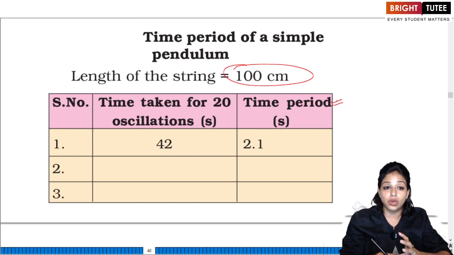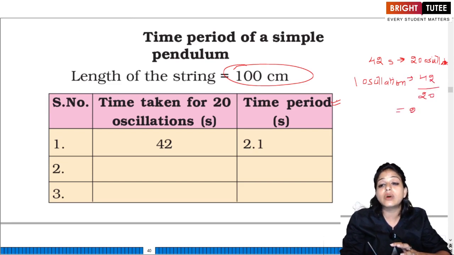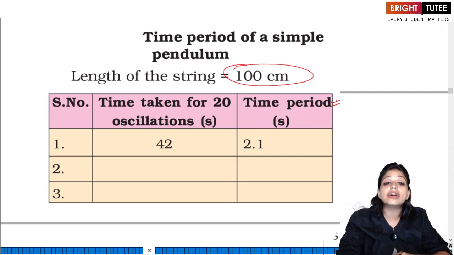Now what you need to do is divide the time taken for 20 oscillations by 20. Let's say it takes 42 seconds. Then you know these are 20 oscillations, but we do not have to find 20 oscillations. We need to find the time period of one oscillation, that is one to and fro motion. So it will be 42 upon 20, that is around 2.1 seconds for one oscillation. This is the time period of the pendulum.